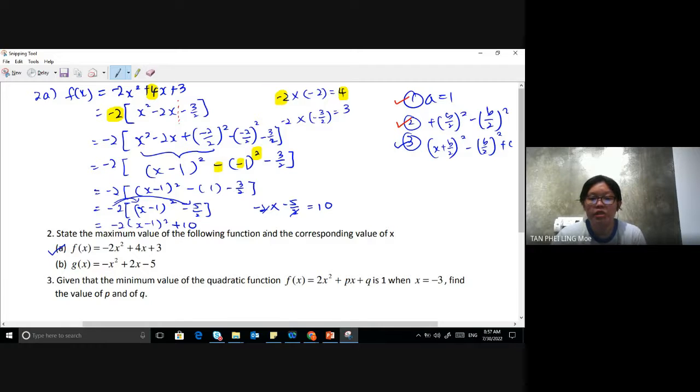Okay, so now I can answer that my minimum value is 10, and then my corresponding x is 1. Is it okay? Because x minus 1, the whole thing becomes 0, so x is 1. And this is my minimum value here. Oh, sorry, they want maximum value. Shall I change it? Okay, to answer it, it's maximum. Sorry, because the a is less than 1, so it's a maximum value.